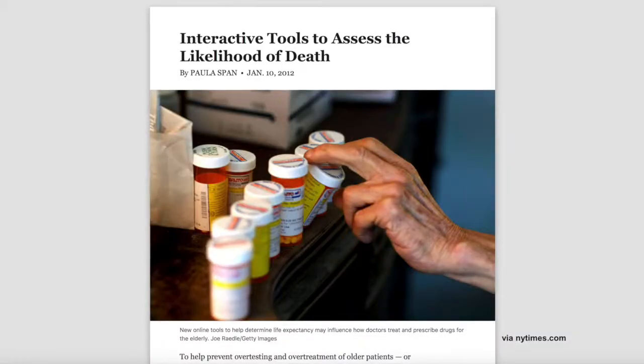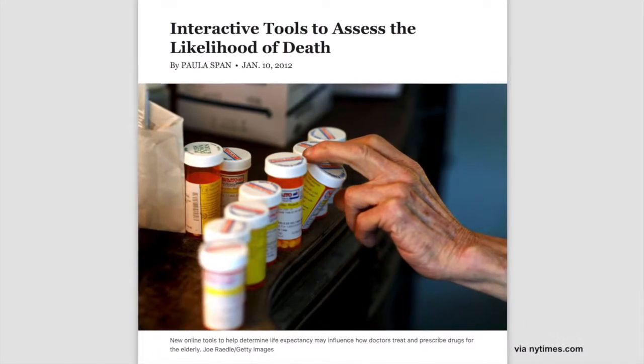But we're very interested in whether patients A, want to know this information, and B, want their doctors to talk to them about it. Our first foray into this was Paula Span at the New York Times publishing a piece asking, if your doctor had a prognostic calculator, would you want them to share that information with you? And in the hundreds of comments, 99% of them said, yes, absolutely, I'm entitled to this information. I should have this information. But those were the readers of the New York Times. This is not the average patient population.